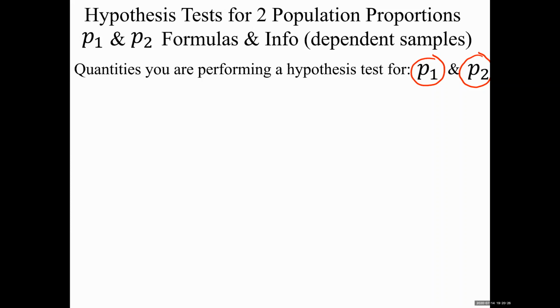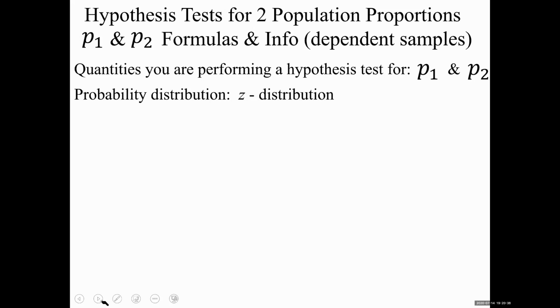Or they could be from different populations. This could be the percentage of all Rio Hondo students that own a pet. This could be the percentage of all PCC students that own a pet. But like I said, most of the time it's the same population and same sample. The probability distribution you're going to use is the Z distribution. Anytime in chapter 10 or 11, when the king and peasant are fighting over percentages, we're going to be using the Z distribution. We don't need a degrees of freedom formula because the Z distribution does not require a degrees of freedom formula.